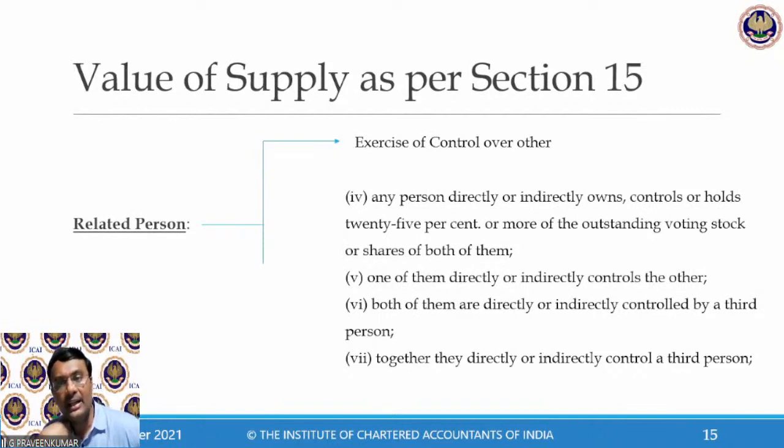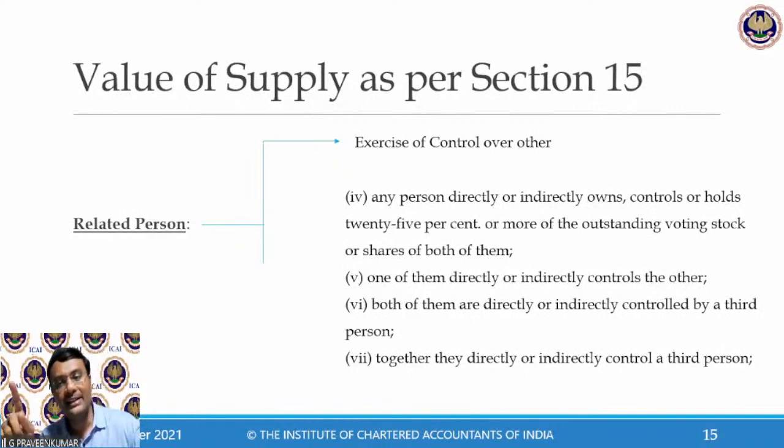Say I am a dealer appointed by Maruti as an agent or authorized dealer. I undertake sale of only Maruti vehicles. In this case of control, directly or indirectly, can't Maruti control me as a dealer? The answer is yes. There is a related party transaction, right?